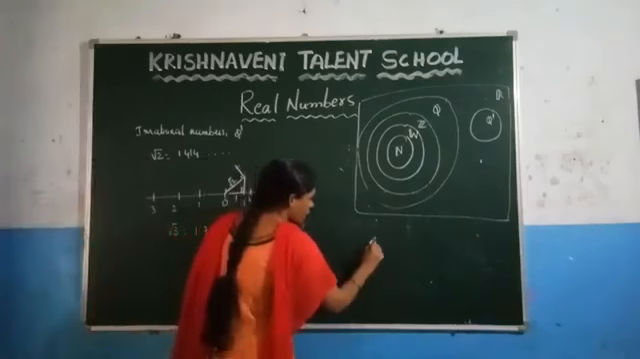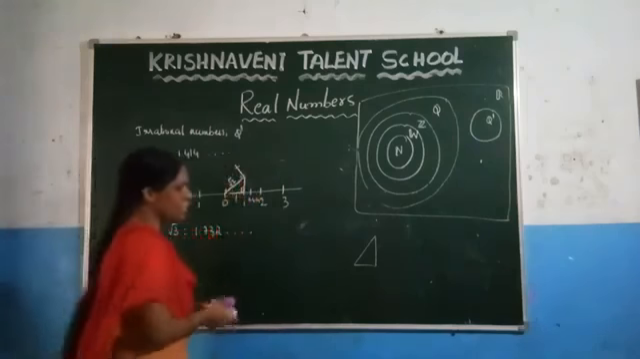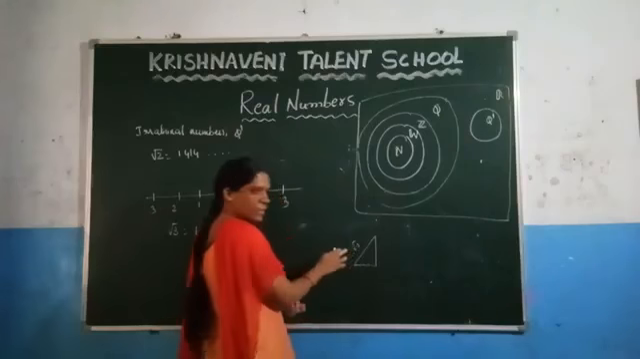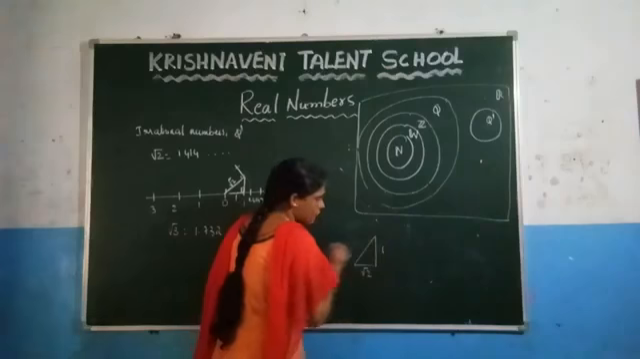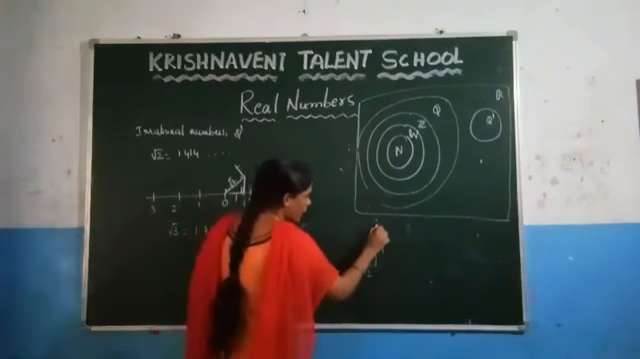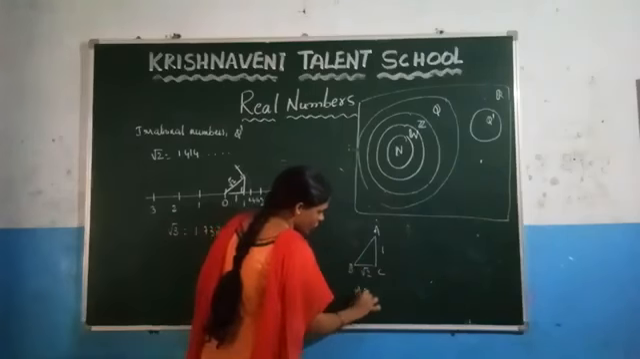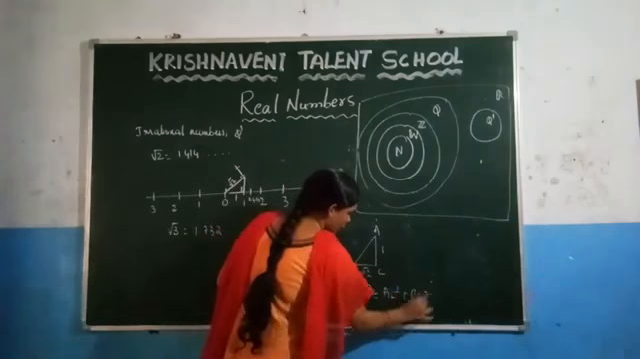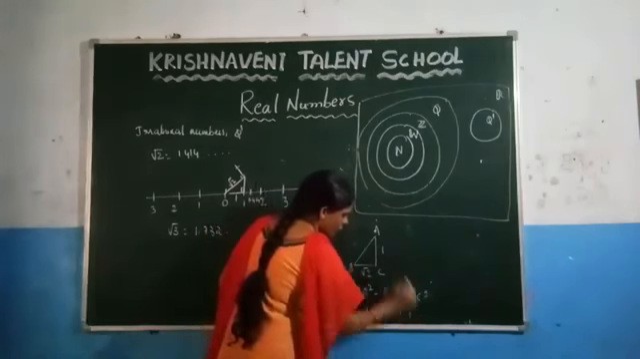Why? Because if you consider the right angle triangle, we have to get the value as root 3. So which numbers do you have to choose such that you will get the value as root 3? Let us consider root 2 and let us consider 1. Now by using the Pythagoras theorem, the hypotenuse square is equal to the sum of the squares of the other two sides. Here what is this value? Which is root 2 whole square. Here which is 1 square.